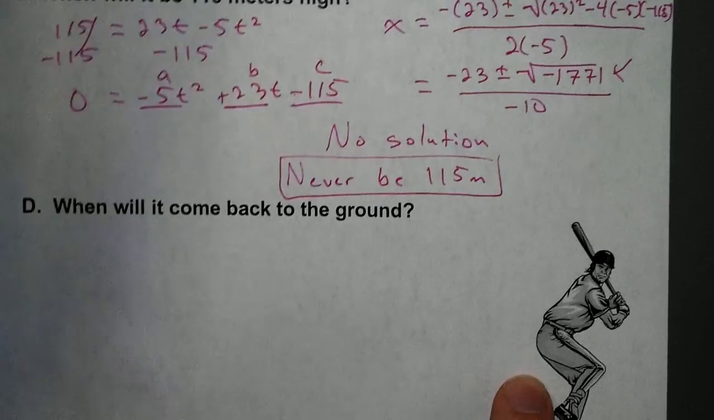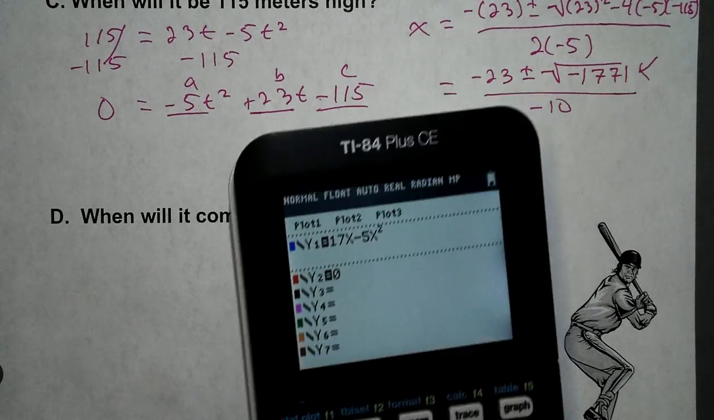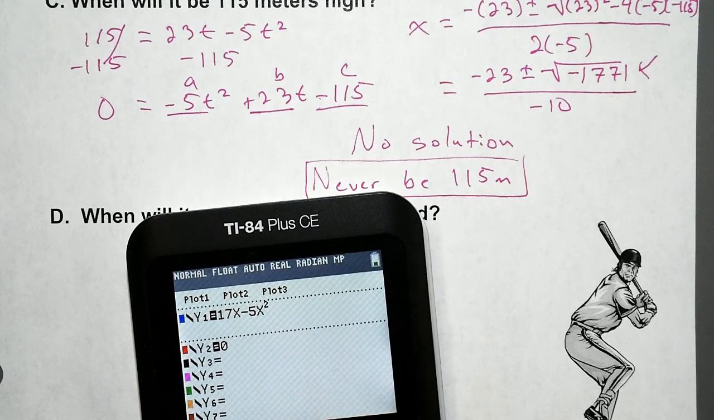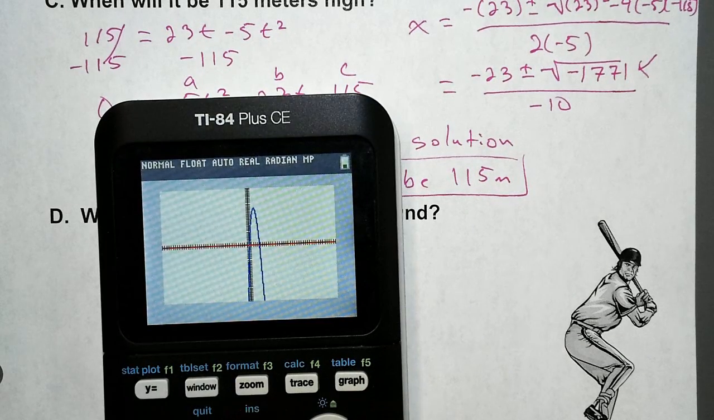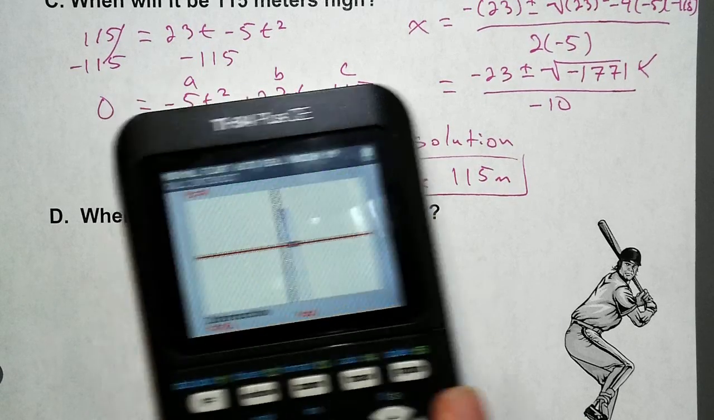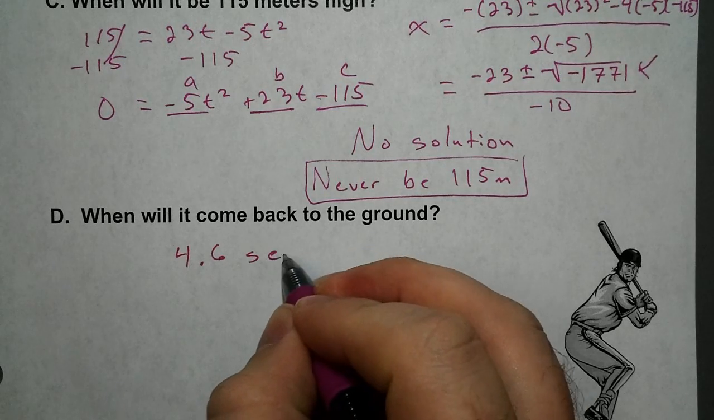Last question says, when will it come back to the ground? So all we have to do is go to our y equals, plug in our new equation, which is going to be 23x minus 5x squared, and plug in 0 for your next line. So once you got it both plugged in, hit graph. It does hit the ground somewhere over here. So second trace, go to intersect, move your cursor over to where they intersect. 4.6 comma 0. So 4.6 seconds is when it comes back.